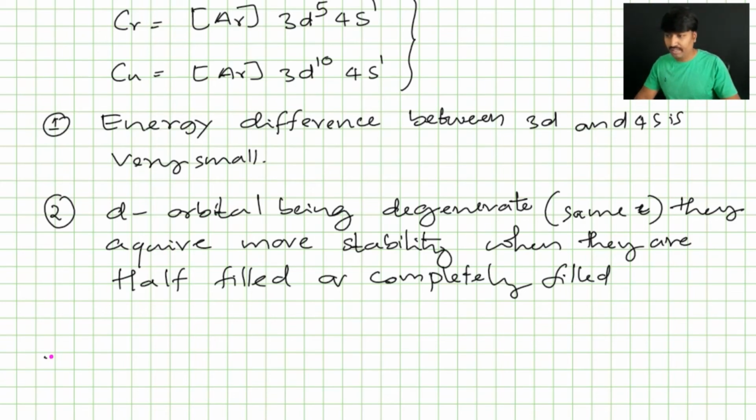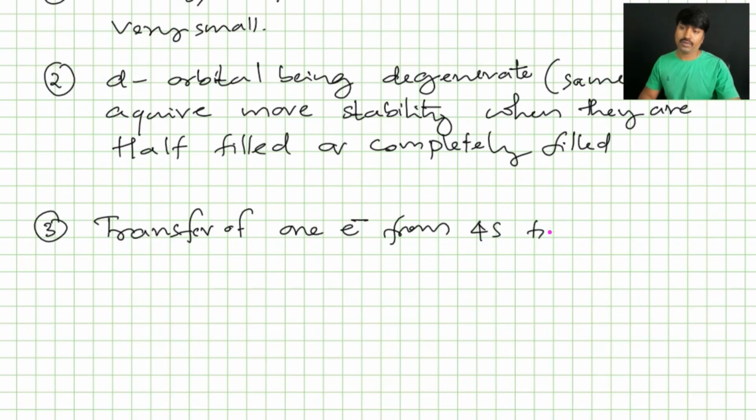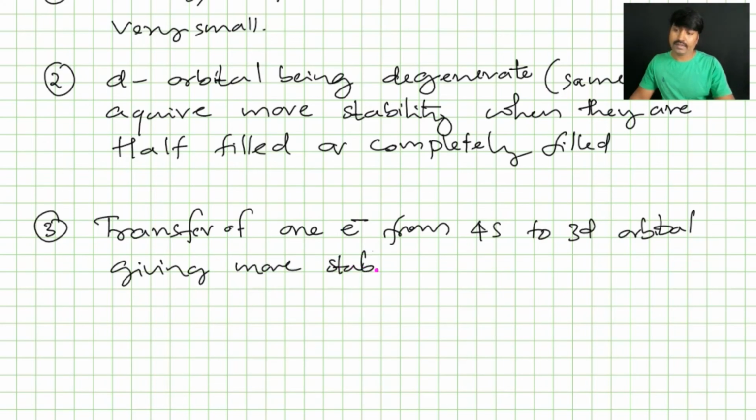Okay, this is one. And there is one more we can write. The third reason is that because of reasons 1 and 2, there is a transfer of one electron from 4s to 3d orbital in chromium, giving a more stable half-filled configuration. Hope you understood this part, students.